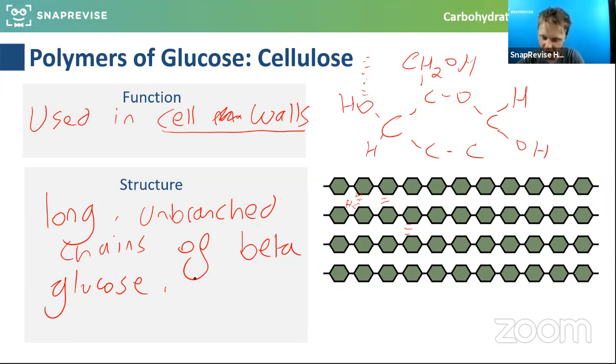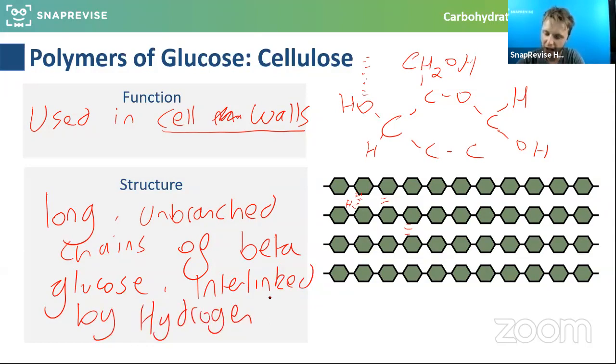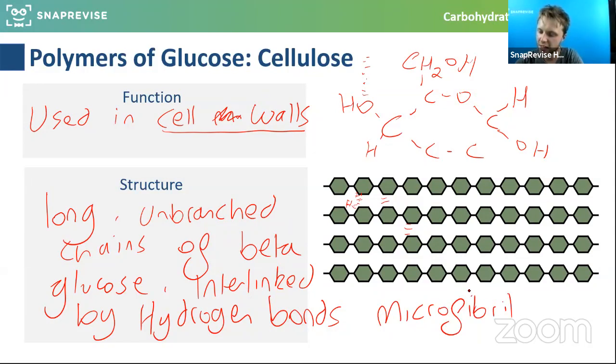Let's say it is interlinked by hydrogen bonds. And it forms a structure which I haven't actually mentioned, which is called a microfibril. So cellulose seems complicated, but there's not actually as much to remember here. You just need to know it's long, unbranched, has hydrogen bonds, and this forms these big structures called microfibrils. It basically gives it a massive tensile strength.